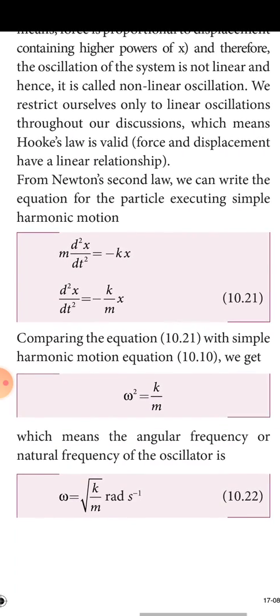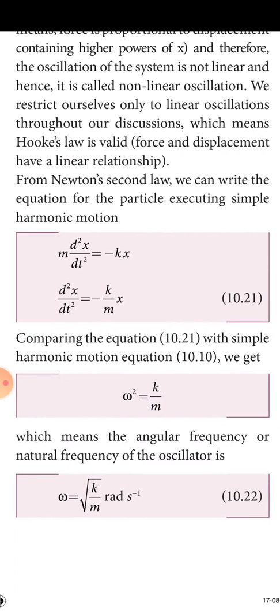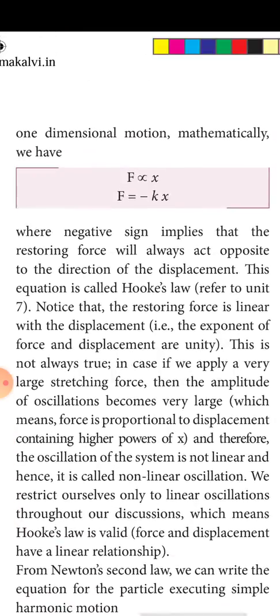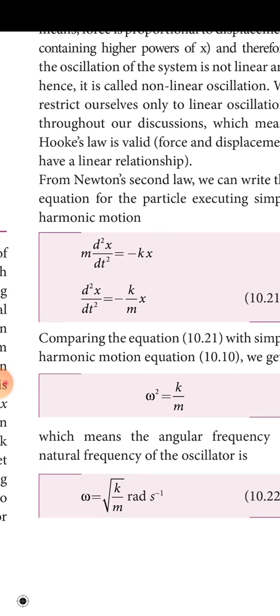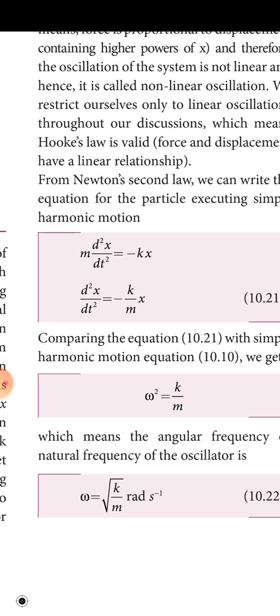So from Newton's second law, we can write the equation for the particle executing simple harmonic motion. Here F equals ma. Here a we can replace as d squared x by dt squared, equal to minus kx. So this m goes to the other side, minus k by m into x, remaining d squared x by dt squared.